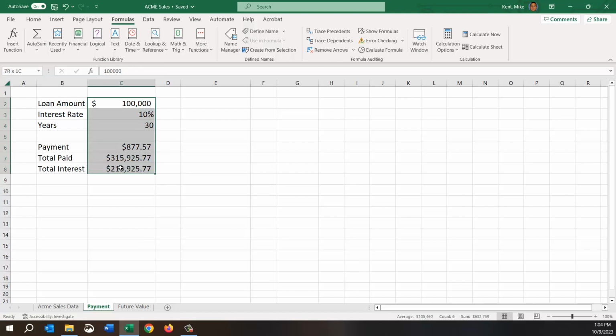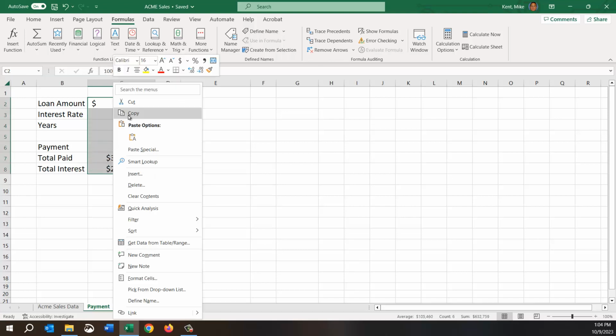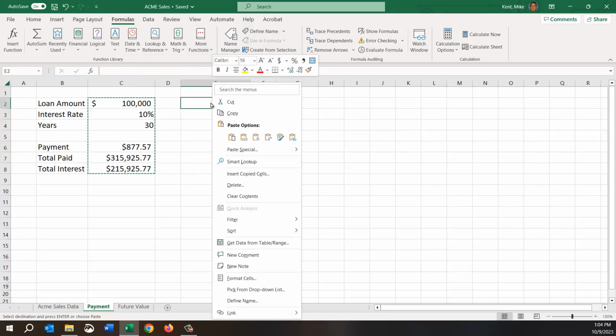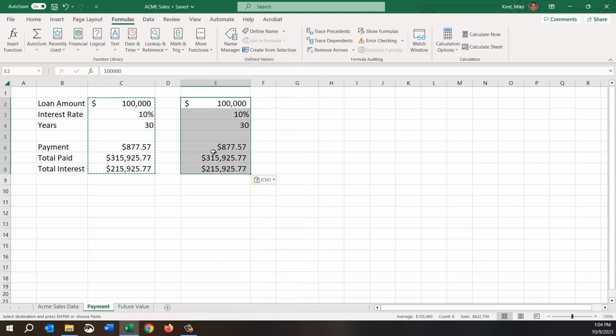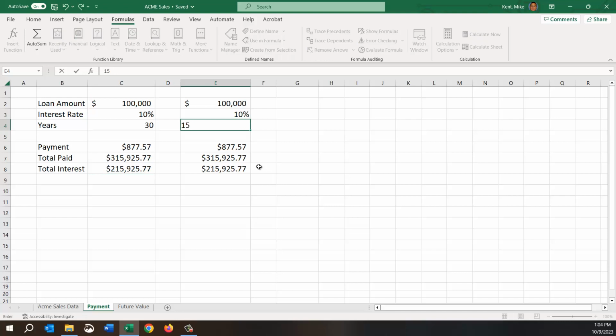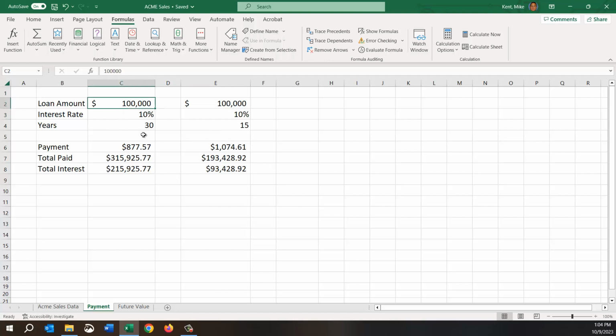Now, let's do a what if. I'm going to grab all this right here and copy it and come over here and paste. Let's just do a normal paste. But now let's buy the house over 15 years instead of 30 years. Let's pay it off much faster. Okay. Well, the first thing, let's go back here and look at this house. It's a $100,000 loan. I'm paying for it over 30 years.